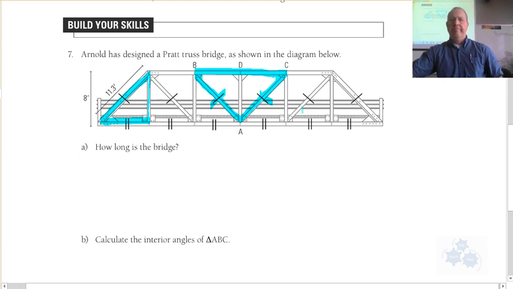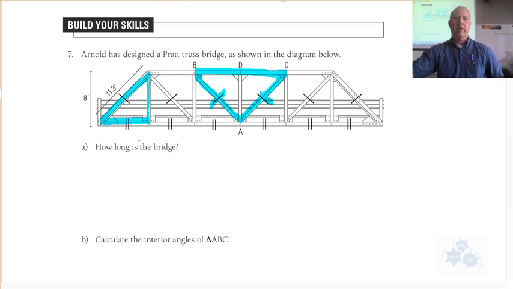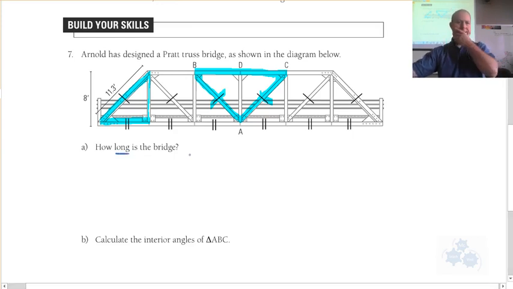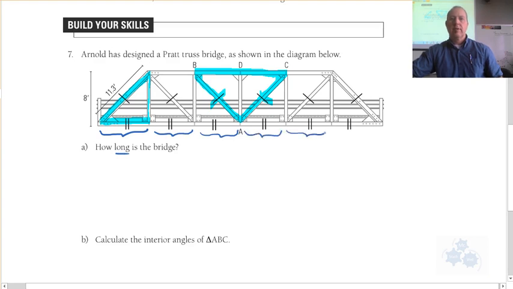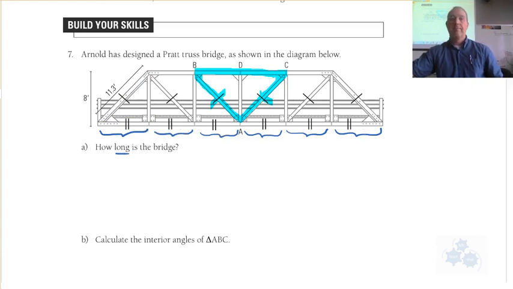I guess that's the main thing. So the question is, how long is the bridge? So it looks like we need to add up this plus this plus this and this and this and this. Now they're all the same length. See that? Because they all have 2 tick marks on them. That means they're the same. So if we could find out the length of one of them, then we could just multiply by 1, 2, 3, 4, 5, 6. Okay?